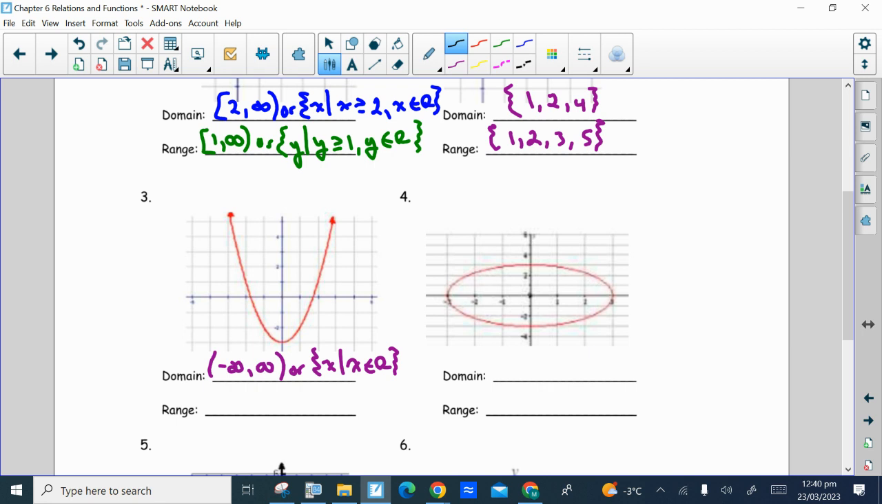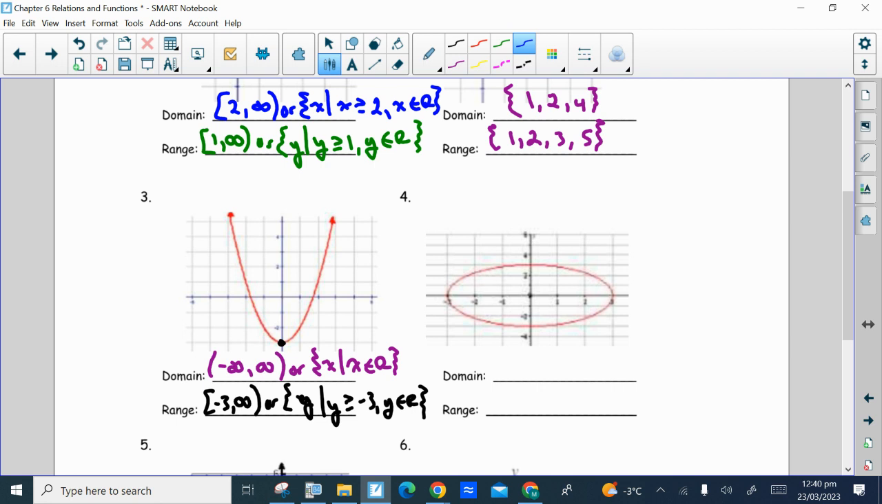Our range is different though because this graph has a minimum point right there. The y value at that point is at negative 3. So the range goes from negative 3 up to positive infinity. And the negative 3 is included, so we have the square brackets. Infinity is not. If we use set notation, we would say all values of y such that y is greater than or equal to negative 3. And again, it's all real numbers greater than or equal to negative 3.